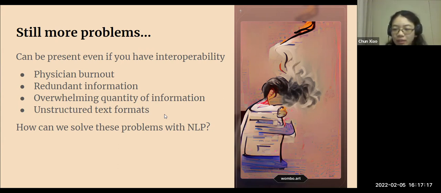And so this massive amount of information is difficult to sift through and difficult to find things that are really important, or you can also miss things that are important, and it will cause adverse effects for the patients if you don't have the information that you need. So these problems can be solved with NLP, and I will discuss that on the next slide.